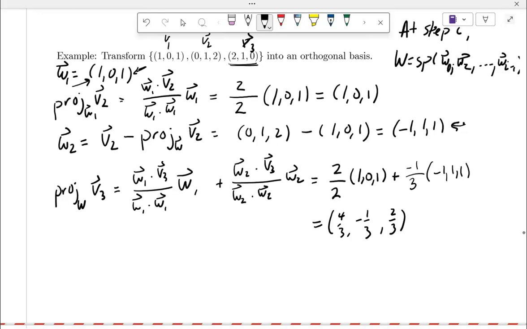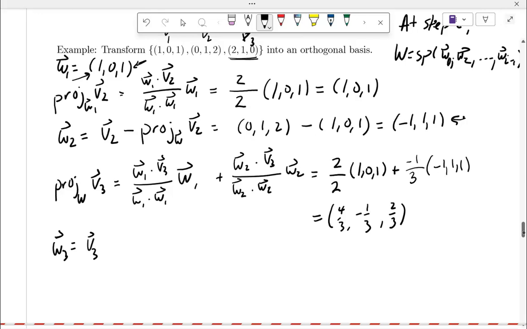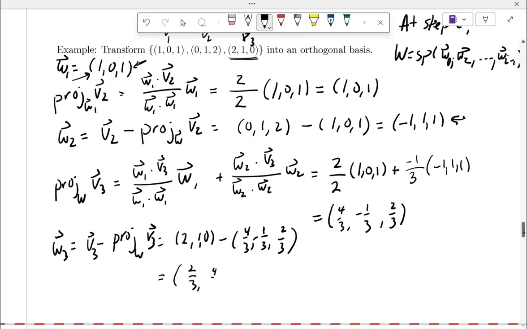What do we have to do to figure out W3? Yeah, subtract from the V3, right? Your V3 was 2, 1, 0. Your projection is 4 thirds, negative 1 third, 2 thirds, which gives you 2 thirds, 4 thirds, negative 2 thirds.